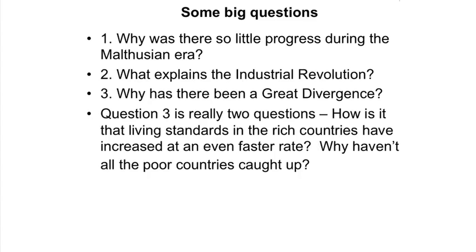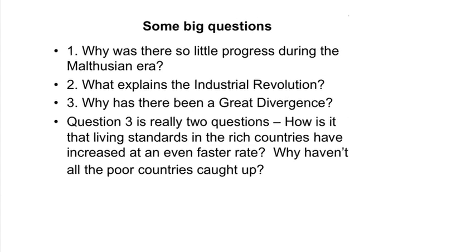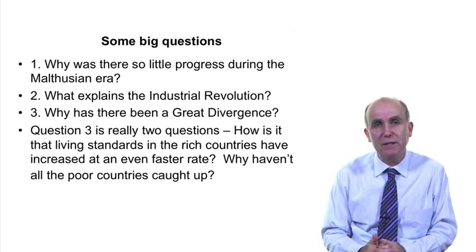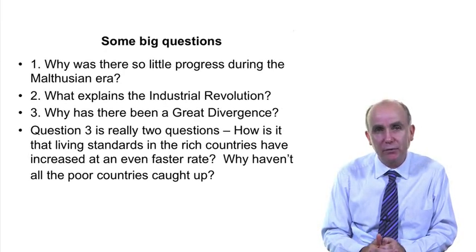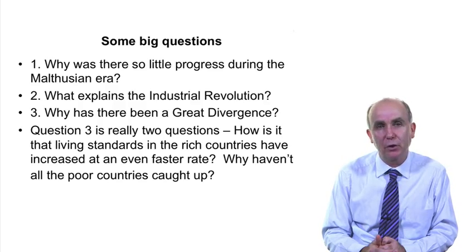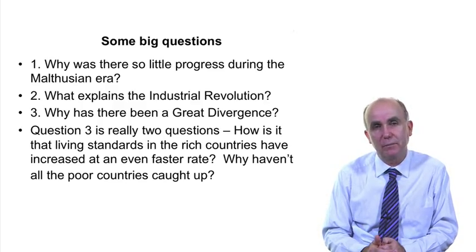This third question, I think, is really 2 questions. How is it that living standards in rich countries have continued to increase after the Industrial Revolution, in fact have increased at an even faster rate? And secondly, why haven't all the poor countries caught up? These 3 questions are questions that we'll be exploring in great detail throughout the course. We're going to spend most time on the last question, the period of the Great Divergence, which is the period that leads up to where we sit today.